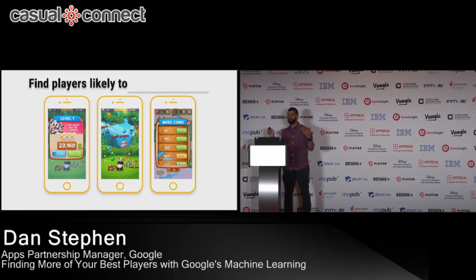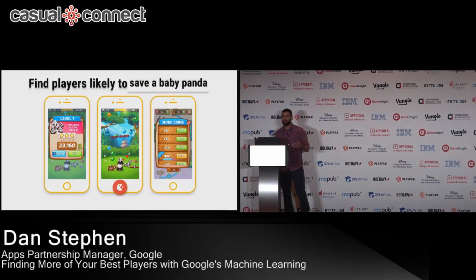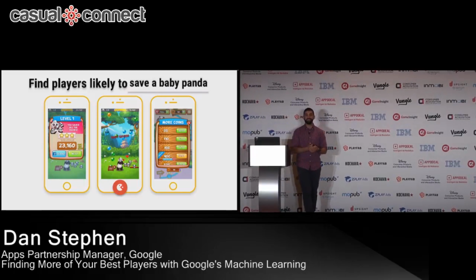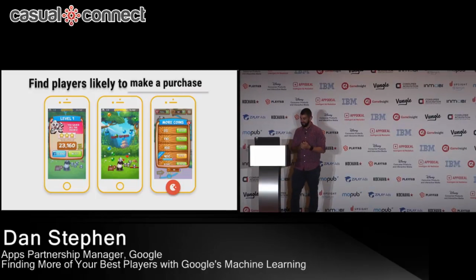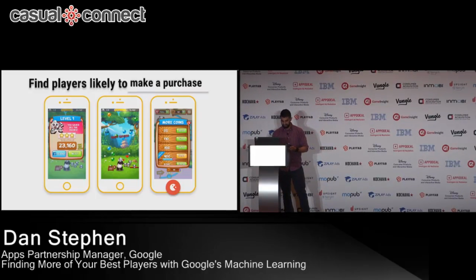So we're able to help you find players that are likely to beat a level. In this instance, save a baby panda. So the event that you might be optimizing towards may be someone that's shared in their social network that they saved a baby panda. And what are the organic implications from that? So what is the organic implication of one install that then shares to their social network? Or, again, find players that are likely to make a purchase.